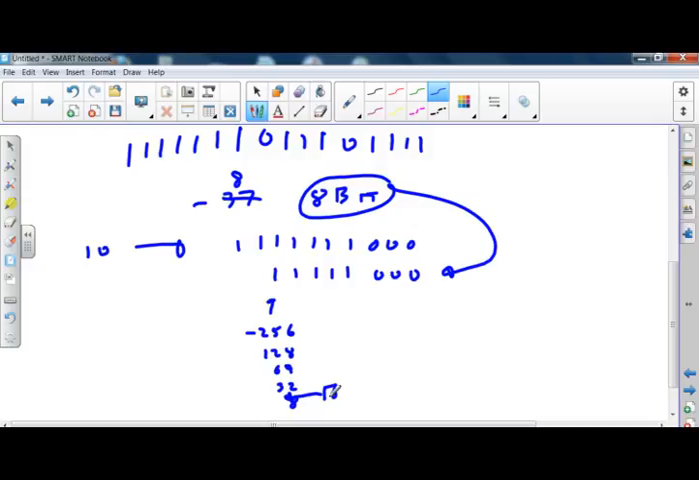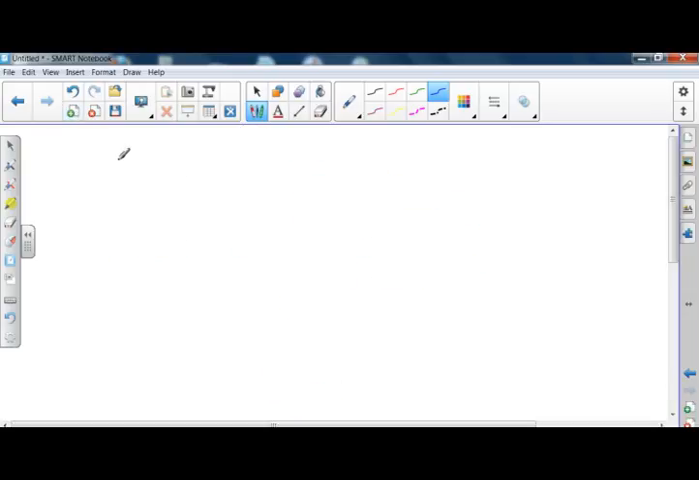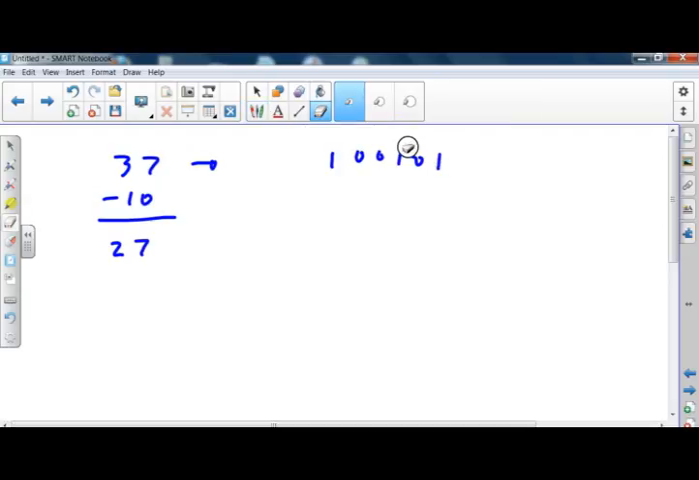So now we're going to do 2's complement arithmetic. Okay, I want 37 minus 10. Better be 27 when I get done, right? What we're going to do is change the 37 to a binary number: 1, 0, 0, 1, 0, 1. And I'm going to use 8-bit math: 1, 2, 3, 4, 5, 6, 7, 8.